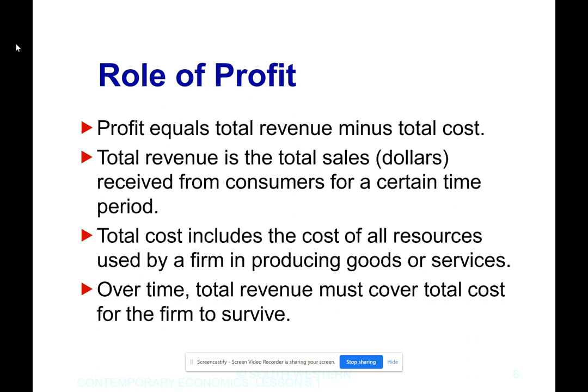Looking specifically at the role of profit, profit equals the total revenue minus the total cost. Total revenue is the total sales in dollars that is received from consumers for a certain time period. The total cost includes the cost of all resources used by a firm in producing goods or services. Over time, total revenue must cover the cost for the firm to survive. Breaking even is when you cover the cost but don't make a profit.